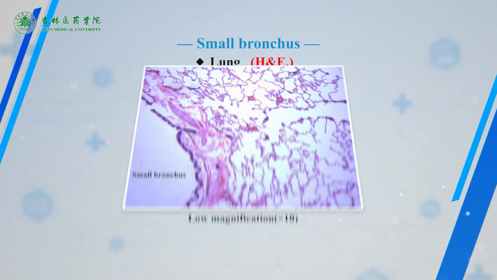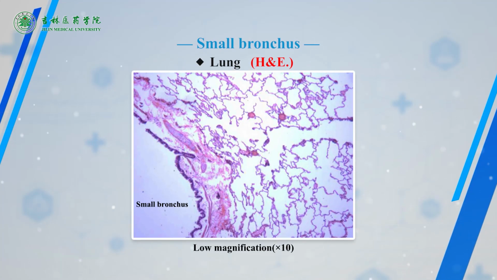The third slide: bronchiole, obtained from the section of lung, HE staining. The bronchiole has a small lumen and thin wall. The lumen is also lined with pseudostratified ciliated columnar epithelium. The peripheral smooth muscle fibers have increased relatively. The mixed glands and the fragments of hyaline cartilage are fewer than in the small bronchus.